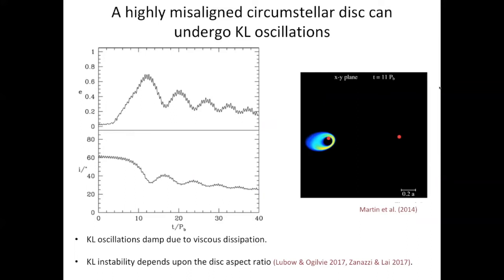The disk inclination damps down to the critical Kozai-Lidov oscillation inclination. But note that this critical inclination is not the same as in the test particle case. So for the disk, it's highly sensitive to the disk aspect ratio. And in this case, you can see that oscillations are indeed taking place below an inclination of 40 degrees.